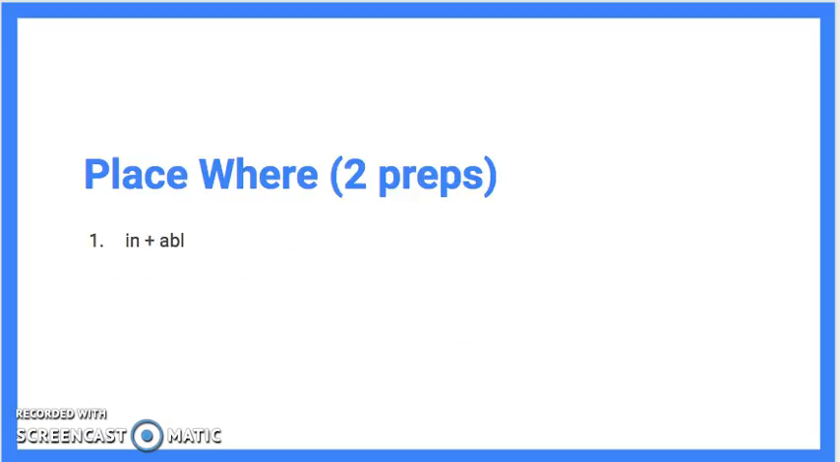All right, you know 2 prepositions that are place where. The first is in plus ablative, which means in or on. The second is sub plus ablative, which means under, at the foot of. If I use these in a sentence, for example, in silva, that would be translated as in the forest, and it would tell me the place where at. Silva is the place, forest.